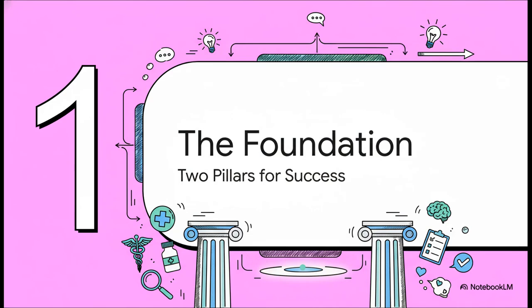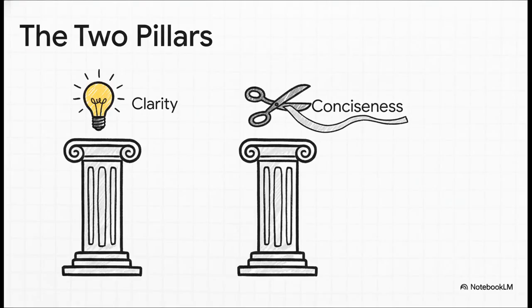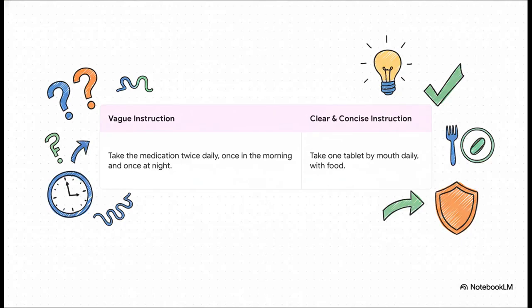Well, it all comes down to a solid foundation, which is built on two main pillars for success. These two ideas support every single effective set of instructions. And here they are: clarity and conciseness. So what do we really mean by that? Well, clarity just means there's absolutely zero room for misunderstanding. The patient knows exactly what they need to do. And conciseness, that's about getting straight to the point, cutting out all the extra fluff that could just end up causing confusion.